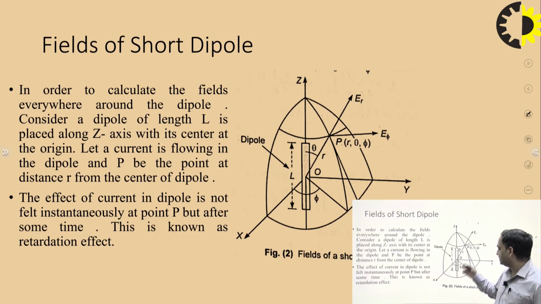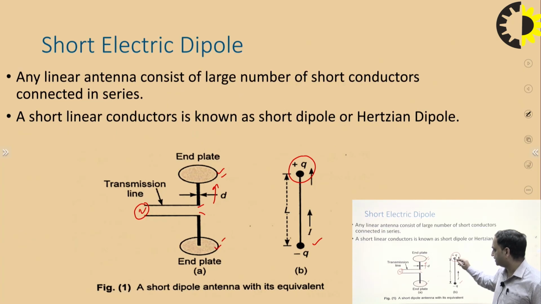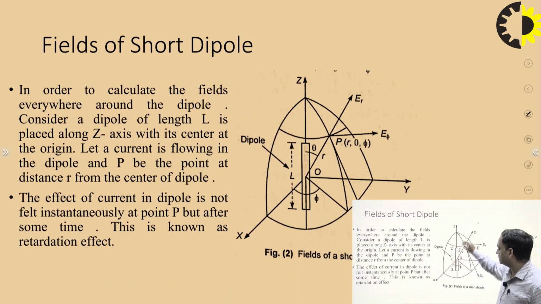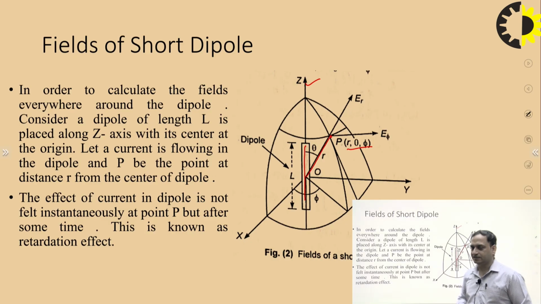In this case, we place this dipole along the z axis, and we want to find the electric field or the magnetic field, all the fields, at a far distance from this dipole. So we take the geometry of the spherical coordinate system, where the variables are r, theta, phi. We have already studied in electromagnetic field theory that any point in the spherical coordinate system can be represented by the three variables r, theta, phi.